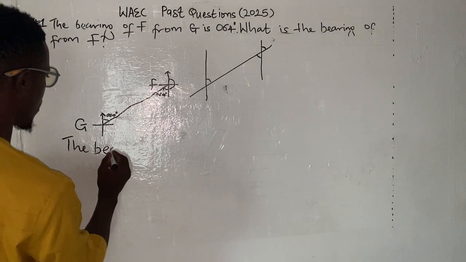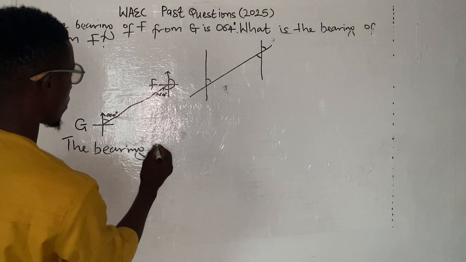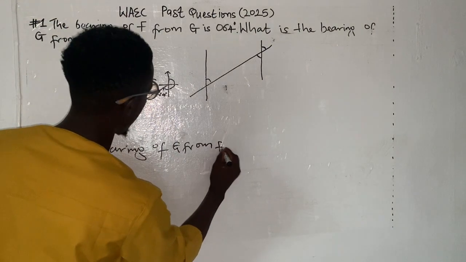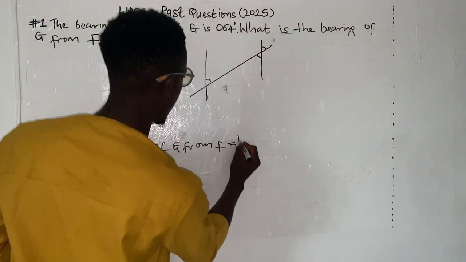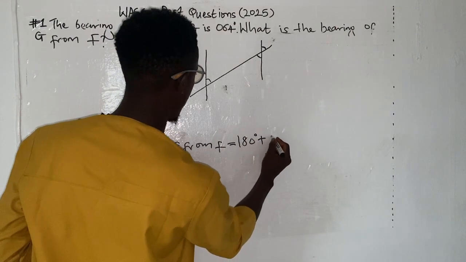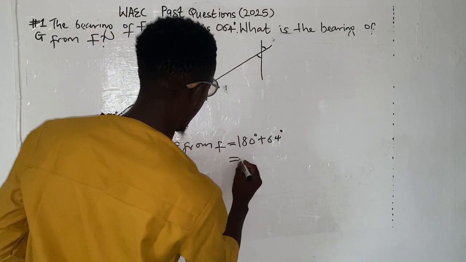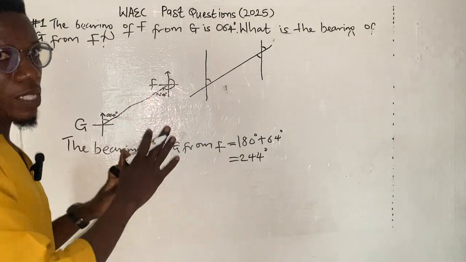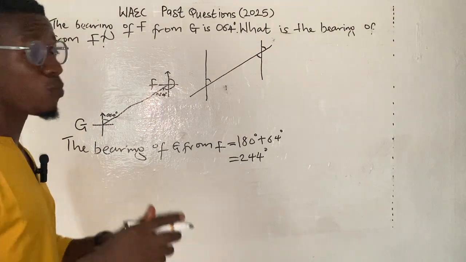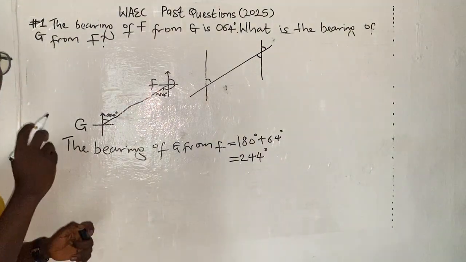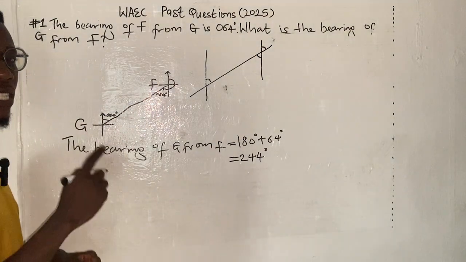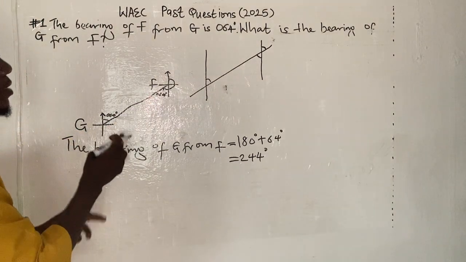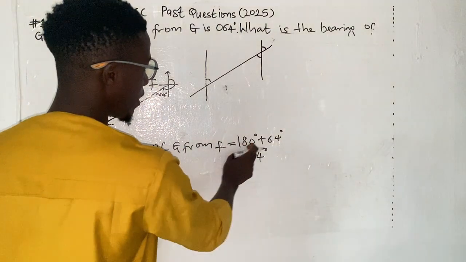So that is why we could say that the bearing of G from F equals 180 degrees plus 64 degrees, and that gives us 244 degrees. This is the way to solve it. But when you are dealing with objective questions, you have to be fast. So wherever you have a reversal of bearing, what you should do is add 180 to whatever bearing you have initially. So just go directly to add 180 to 64.